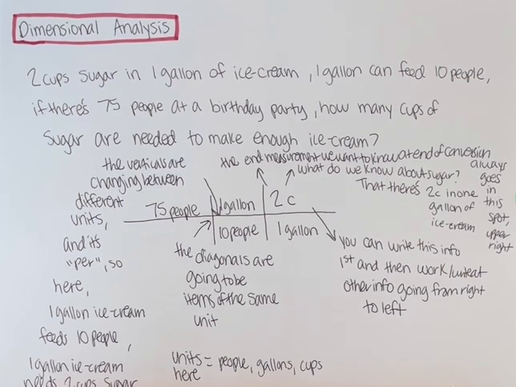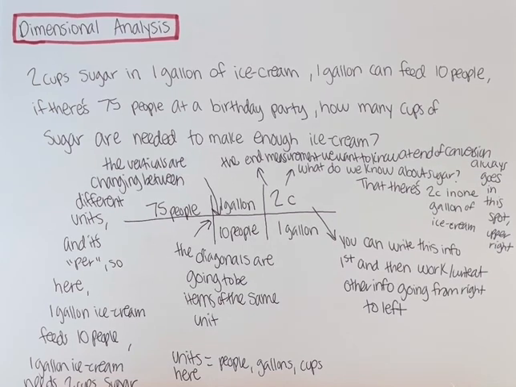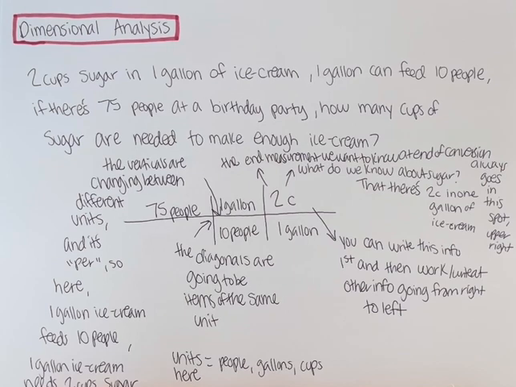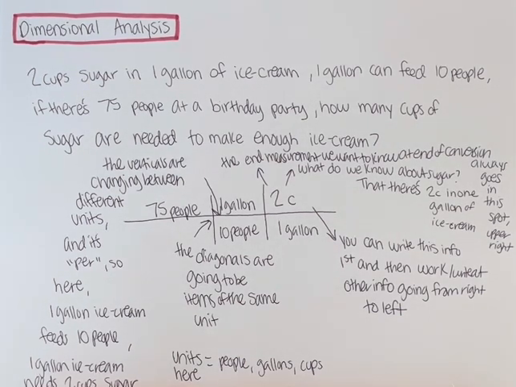So here, 1 gallon of ice cream feeds 10 people, and 1 gallon of ice cream needs 2 cups of sugar. And so if you start off with the 2 cups, all right, 2 cups is 1 gallon. And then we say, well, then 1 gallon would feed 10 people. And then we say, well, we know that there's 75 people at the party. And so you can write it going from right to left that way.